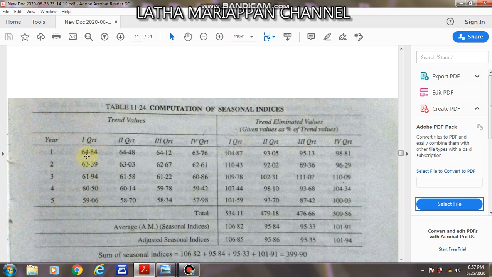See here: 64.84, and 64.48 for first year second quarter, 64.12 and 63.76. Is it clear? So this is our trend value. We are going to find it out by using calculation. Okay, we'll see.